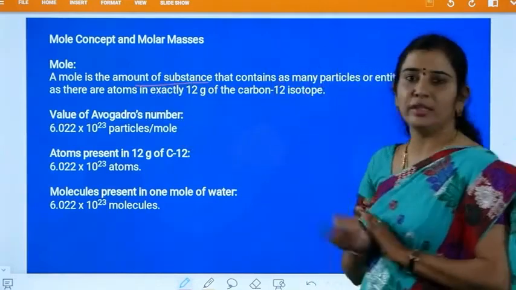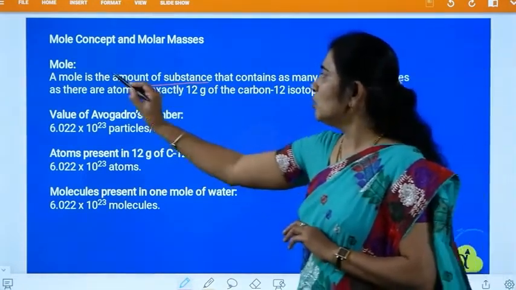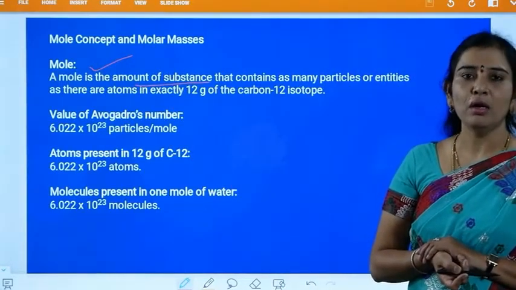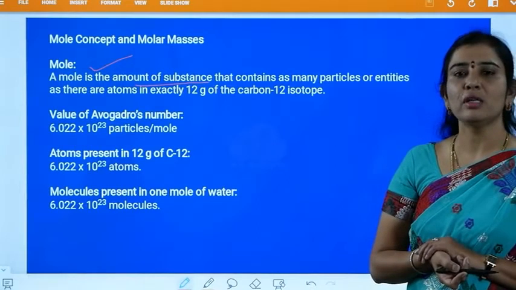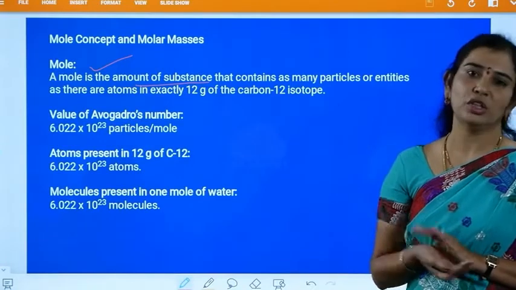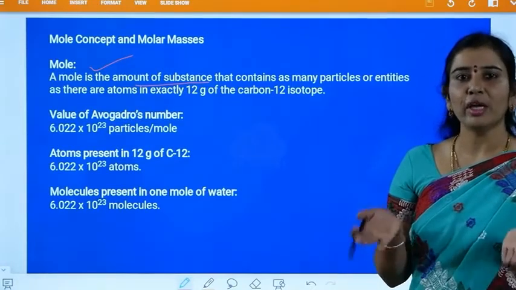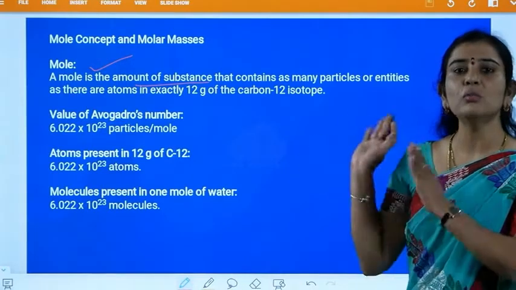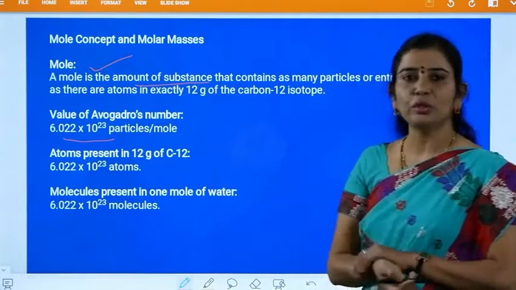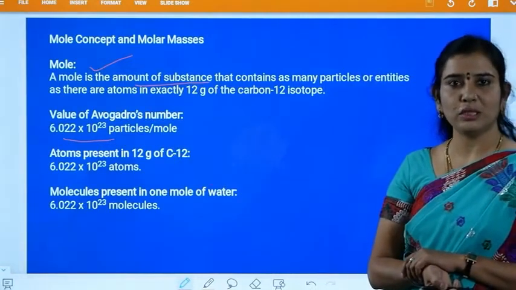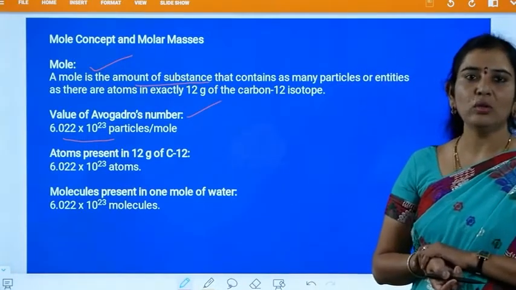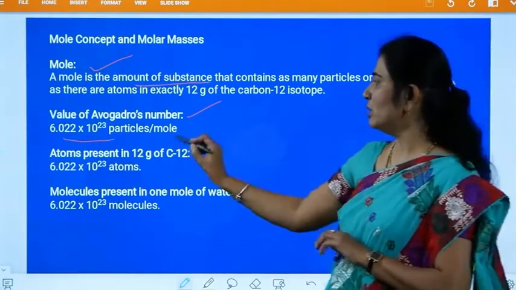Okay. So like this, the mole enables us to find out the number of atoms or molecules present in a given substance. It may be a very small number or it may be a very large number also. So conveniently we can express it by using this mole concept. The 6.022 into 10 power 23 that I am using to express the mole concept is known as Avogadro's number. Avogadro is a scientist who discovered this number.